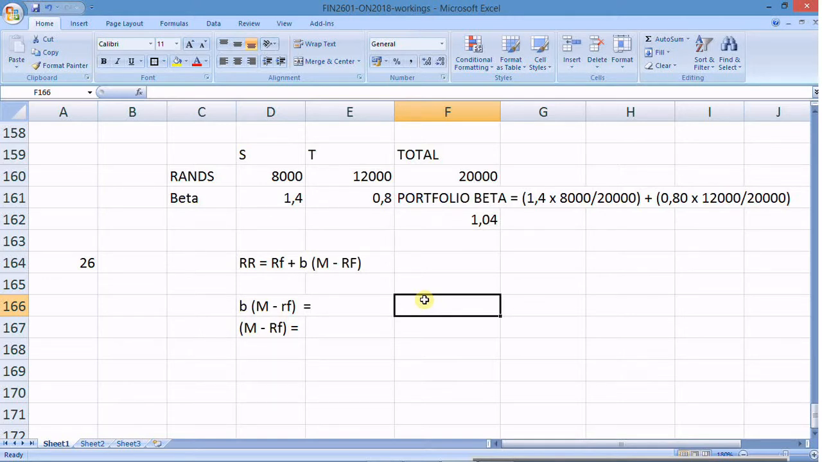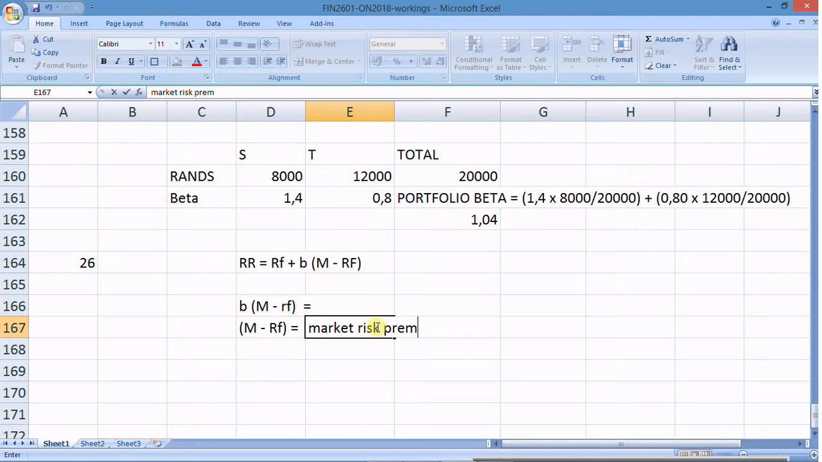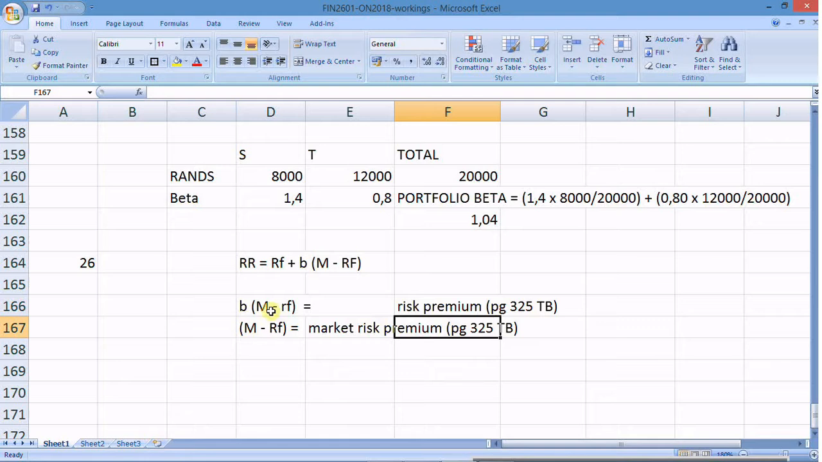Here they say the market return minus the risk-free, the RM minus RF portion of the risk premium, is called the market risk premium. Page 325 in the textbook. When you've got the beta times the bracket, it's the risk premium. When you've got just the bracket, it's the market risk premium. Okay, thanks. That's all we needed.